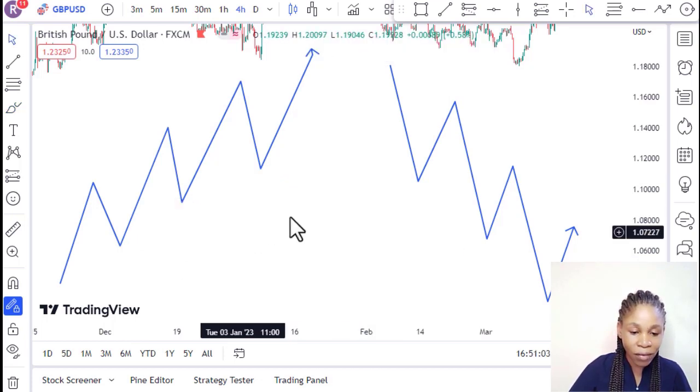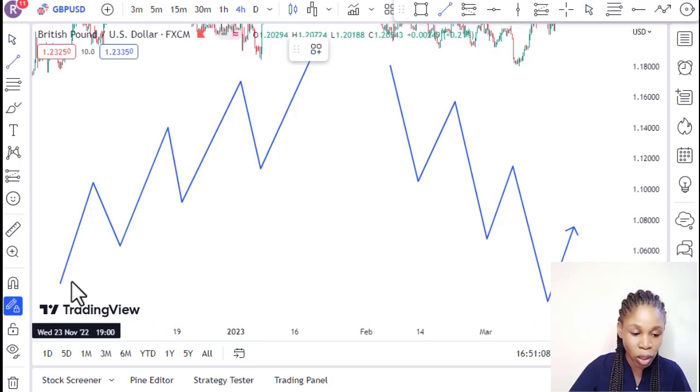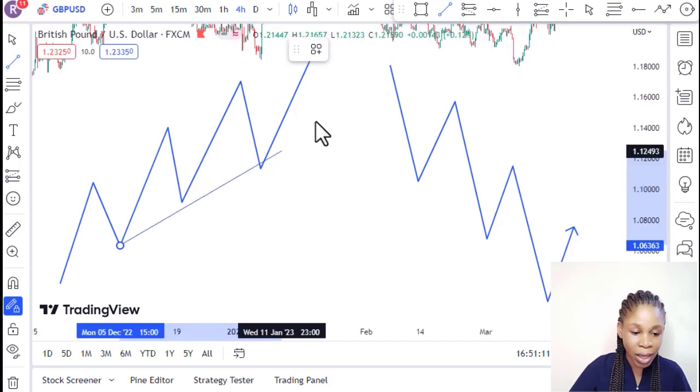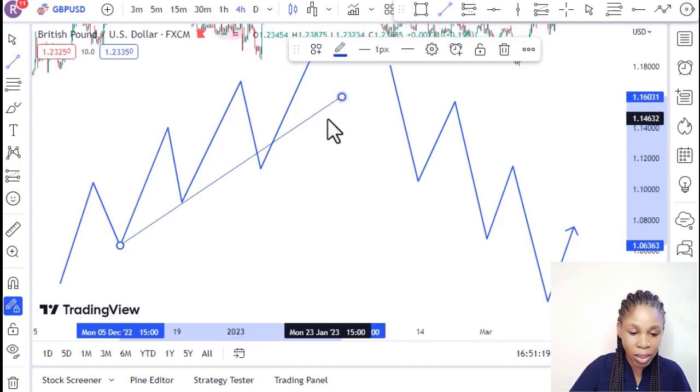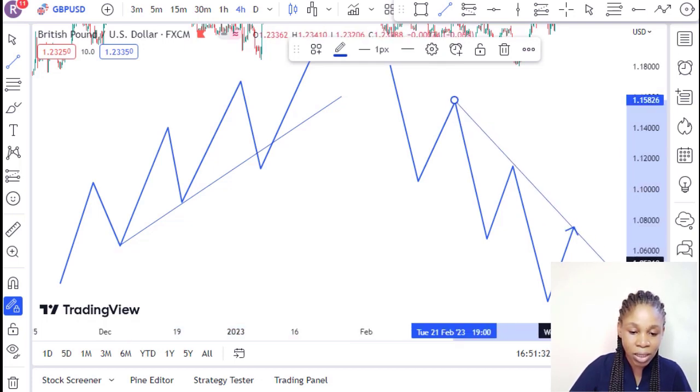Having identified the lows, we quickly draw a trend line connecting the lows for an uptrend. We have a low here, and then we extend it upwards like this. This is an uptrend. And then for the downtrend, we also draw a trend line connecting the highs of the trend and then extending it downward. So we have something like this, and this is an indication of an uptrend, while this is a downtrend.